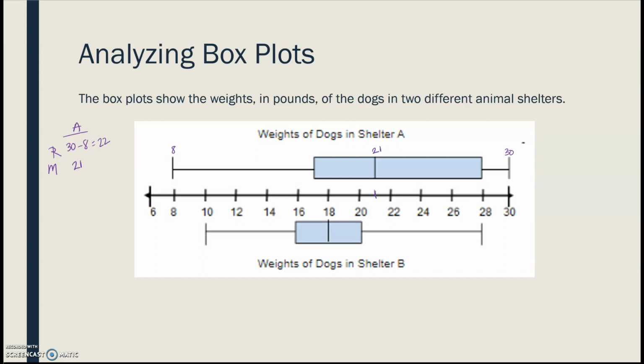Okay. And then let's do quartile 1. So that's the left side of the box, quartile 1, which is at 17. Quartile 3 is the right side of the box, which is here at 28. So if they asked you for the interquartile range, it would be 28 minus 17 is 11, okay?